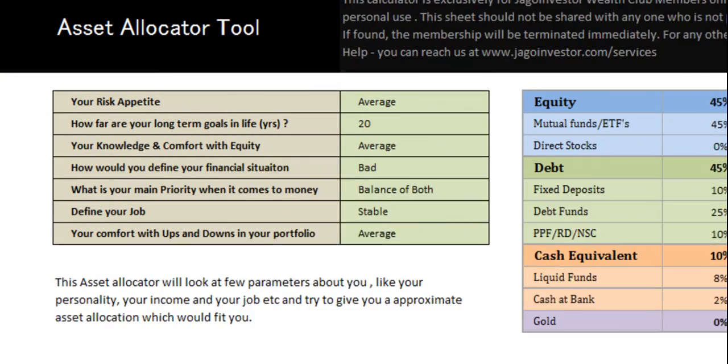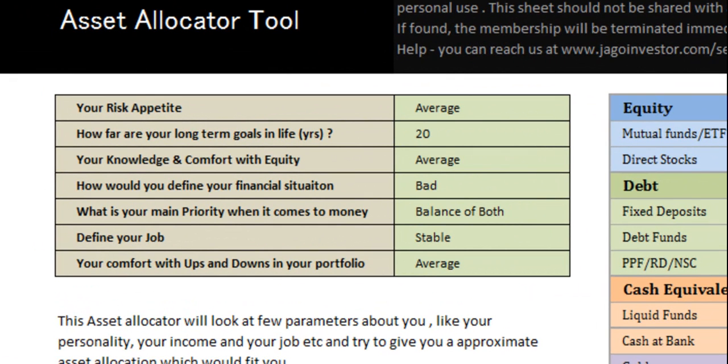What this tool does is it will tell you what should be your asset allocation depending on a few things. It will tell you how much you should invest in equity products, how much you should invest in debt related products, and how much should be your cash and gold composition. For that you will have to put a few things here.